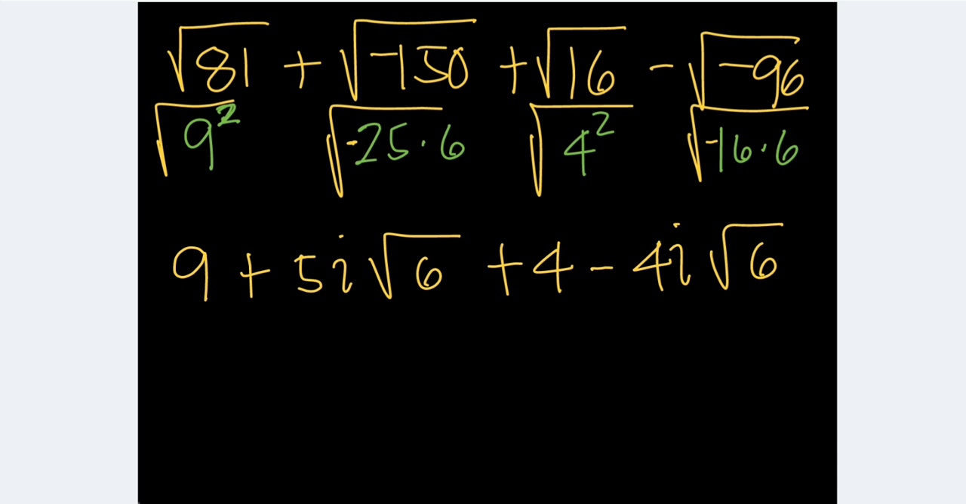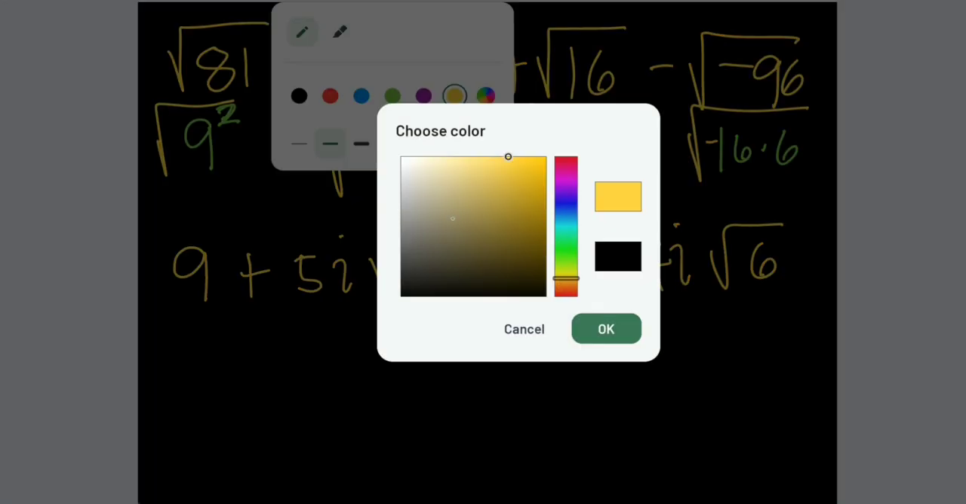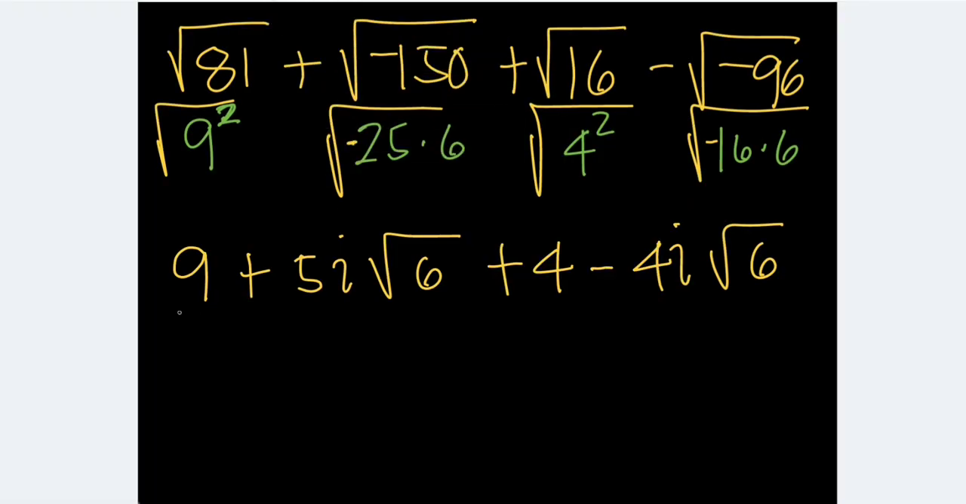So 25 times 6, just to make sure this is correct. 5i square root of 6 plus 4 minus 4i square root of 6. Okay, now we can group like terms. 9 goes with 4, that is 13. 5 minus 4, that is 1, so that is i square root of 6. So 13 plus i square root of 6.